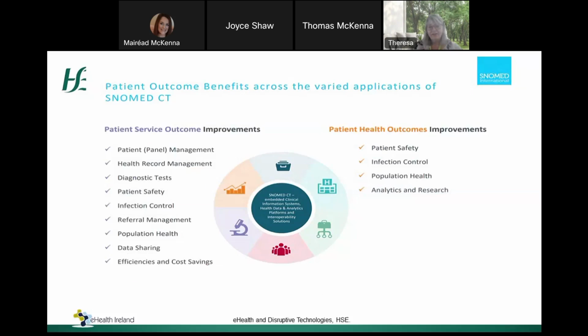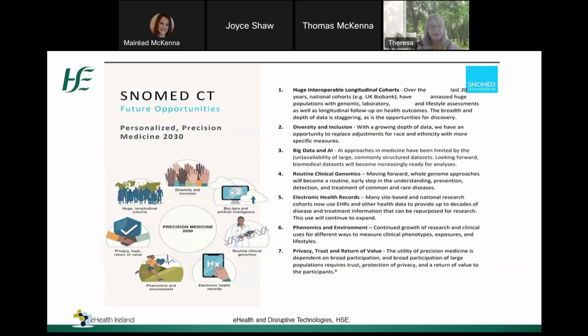At the center of all this, obviously, is our patient. So the patient, what's the benefit to the patient by ensuring that their data in an application is captured within SNOMED? And for the service for patients, these are the outcomes that a lot of countries have found. So they have found that by recording their information, their diagnostics, their patient safety, infection control, referrals, population health data sharing, and so on, have allowed patient health outcomes improvement in patient safety, in infection control, population health, analytics, and research. And there's, I suppose, a lot of information showing on the power of this.